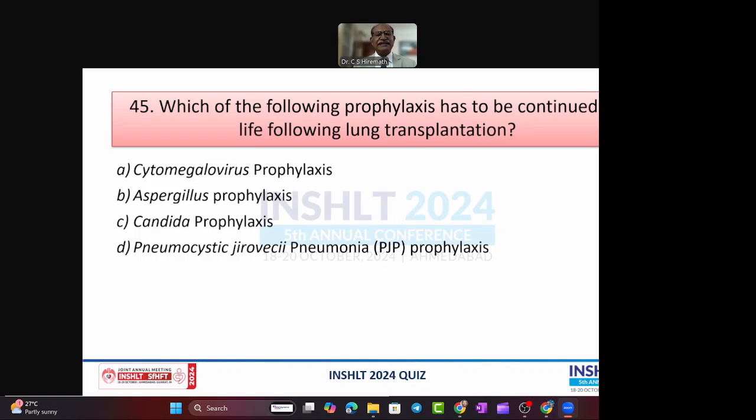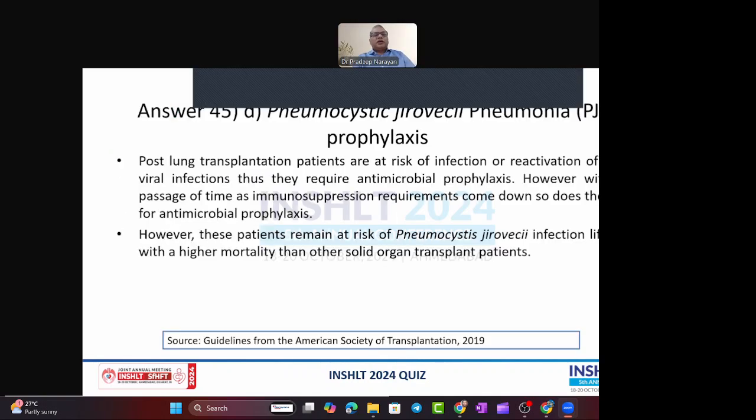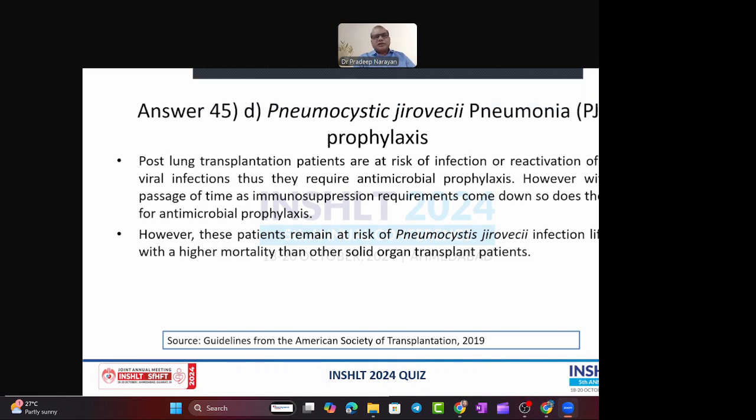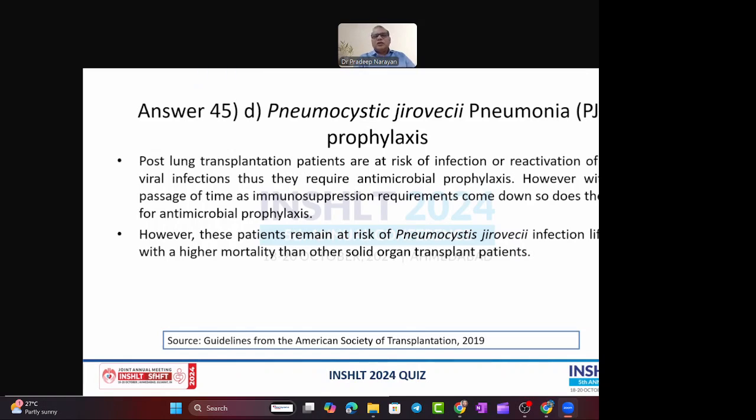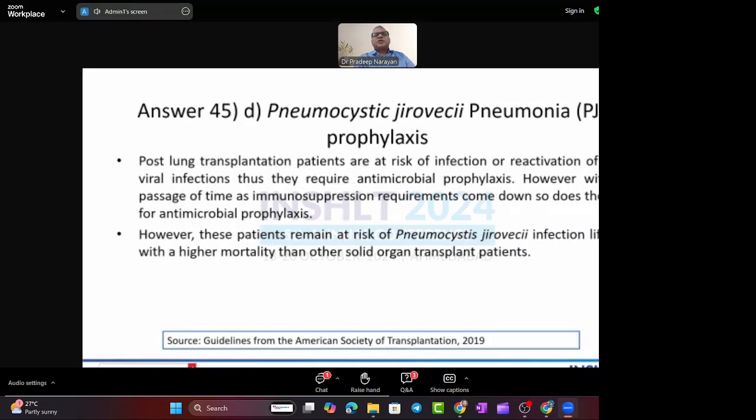Which of the following prophylaxis has to be continued lifelong after lung transplantation? So it's D. The answer is D. Obviously, these patients are on immunosuppressants and they are prone to develop a lot of different infections, but they're mainly antimicrobial. For pneumocystis jirovecii, you have to give lifelong prophylaxis. Usually, the commonest drug, I don't know if you've heard, is Septran, trimethoprim. That is what is used. So that's the answer.